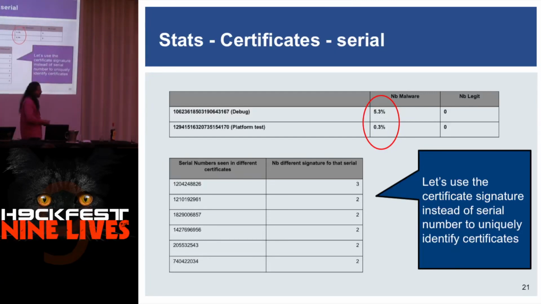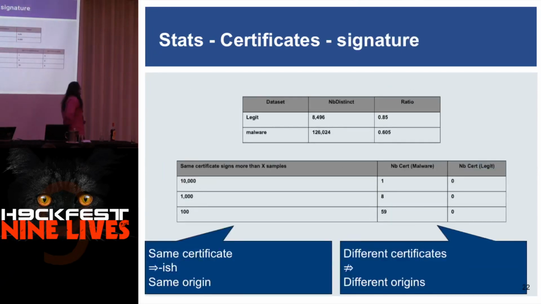We're using the signature, the signature of the certificate itself. For legitimate applications, the number of distinct signatures that we see is fairly high: 85 out of 100 for different certificates versus number of applications we have. For malware, it's much lower. We're at this sort of 0.6 rate, or 60%. So they reuse certificates much more than legit applications.